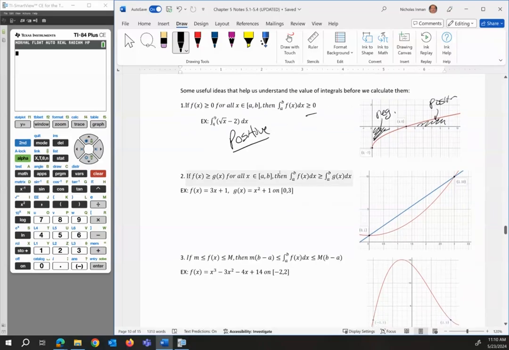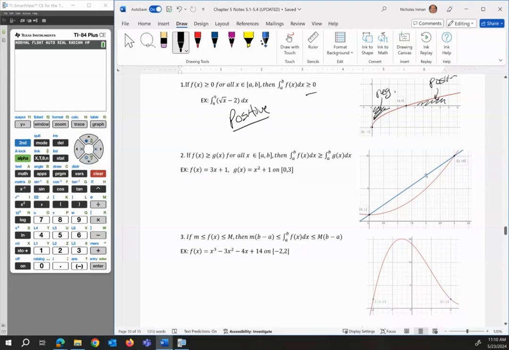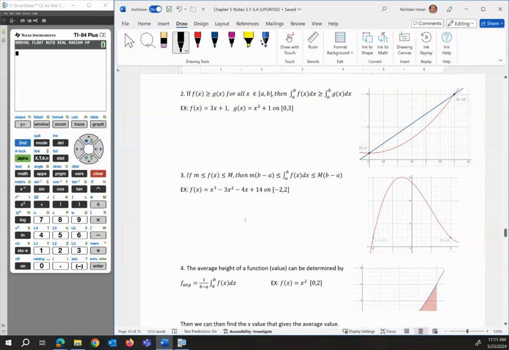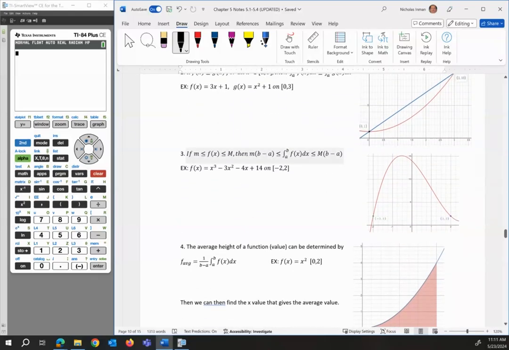If you have two functions, and one of the functions has bigger y values than the other function, well, I know that the area under this one will be larger than the area under that one, on that interval. I don't know past that, but as long as one function is bigger than the other, I know the area will be bigger than the other area. This is kind of a fun idea.